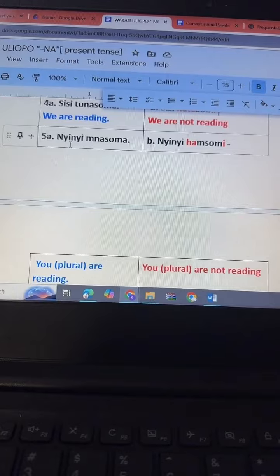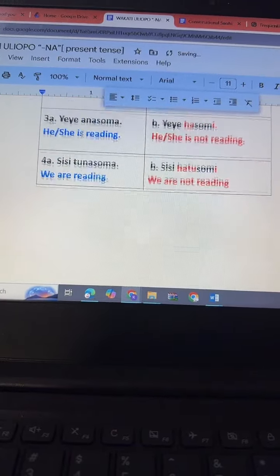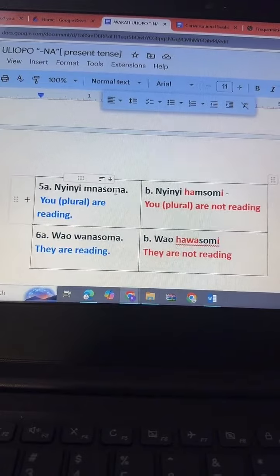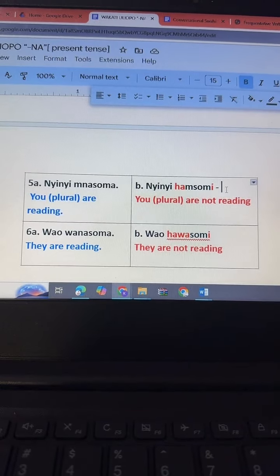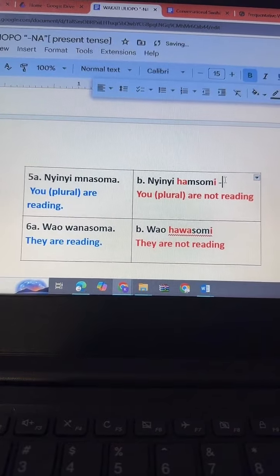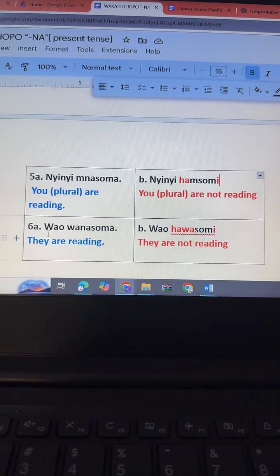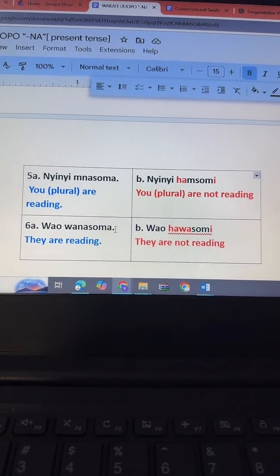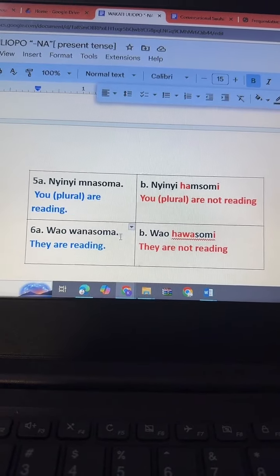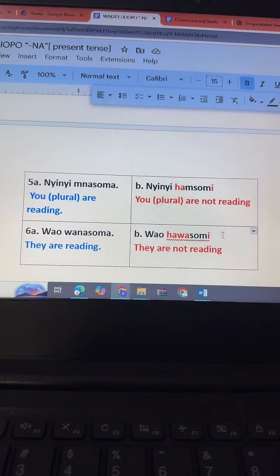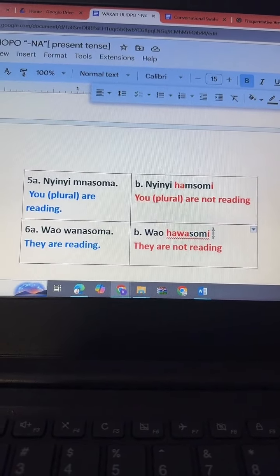Nyinyi mnasoma. You all are reading. Nyinyi hamsomi. You all are not reading. Next, number 6 is wao wanasoma. They are reading. We want to say they are not reading. We will say wao hawasomi. They are not reading. Okay?